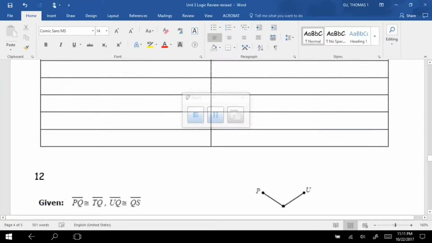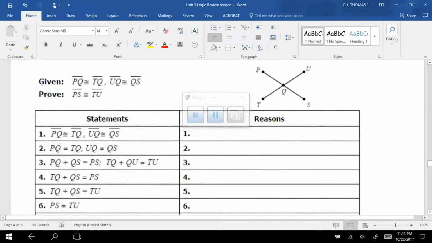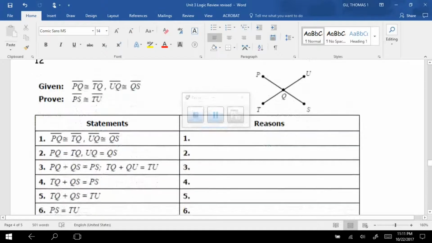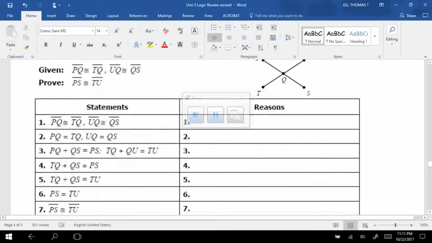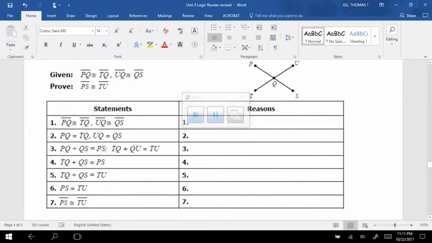All right, moving on to the next one. It looks like it's number 12. Well, it says number 12 anyways, and it's got this picture of an X. Let me make this a little smaller. There we go. Now I can see everything. Okay, so let's do this one.